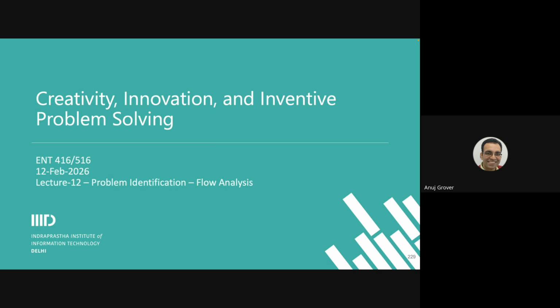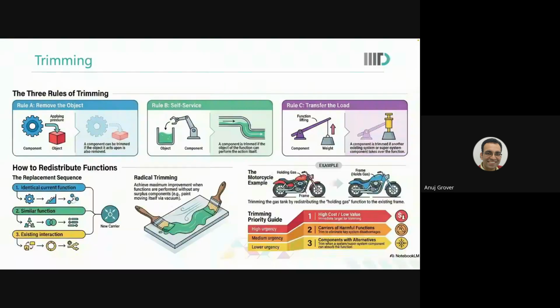So what were we doing in the last class? Trimming. Okay. What is trimming? Trimming is a process in which we remove some components from our engineering system and redistribute their functions to other components in the system or the super system.